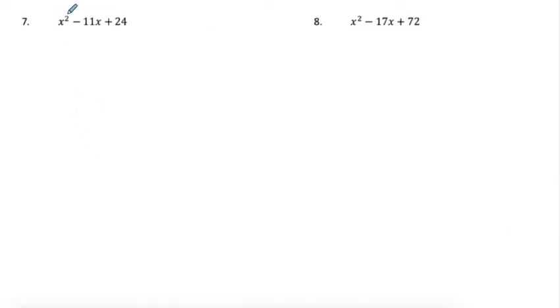All right, on number 7, we have 1 times 24, so we get 24. And then we want it to add to a negative 11. Now we have a positive here and a negative here. This is our first one where both of these are going to be negative. So when I think of 24, I want two numbers that add to make negative 11.